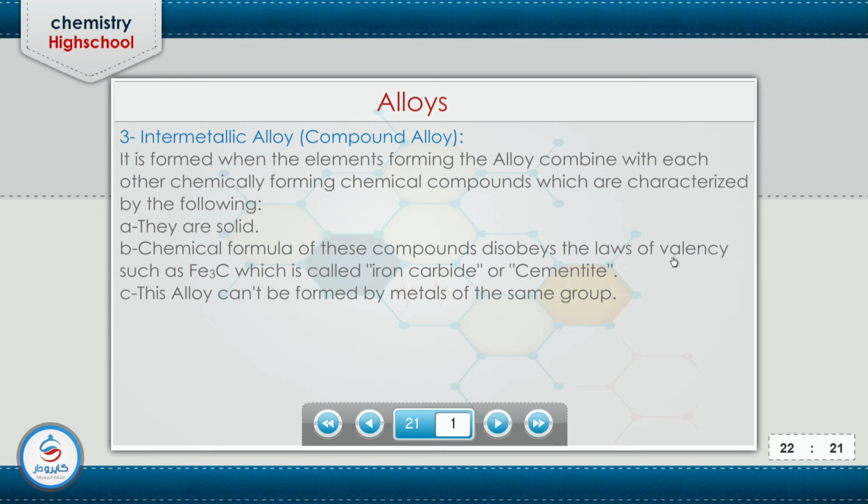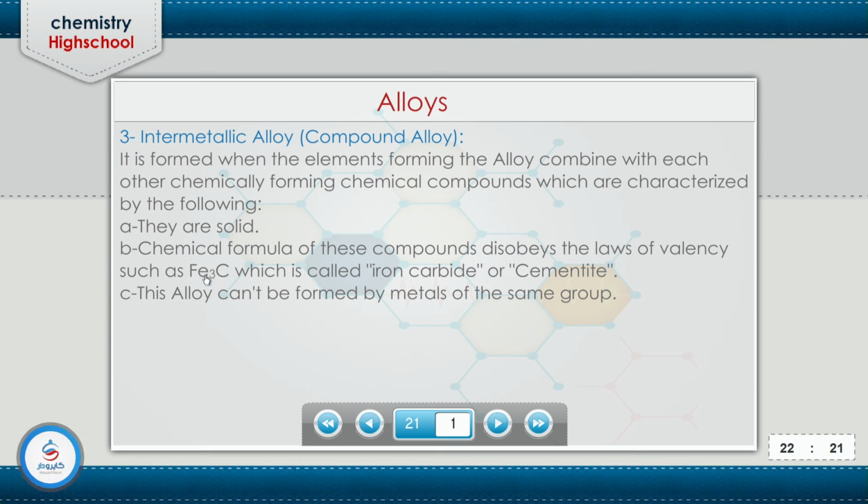disobeys the law of valency, such as Fe3C, carbon. Here in this alloy, it disobeys the law of valency. So the valence of carbon is 4, it should be written here as Fe4C, but the structure of this alloy is not obeying the laws of valency.